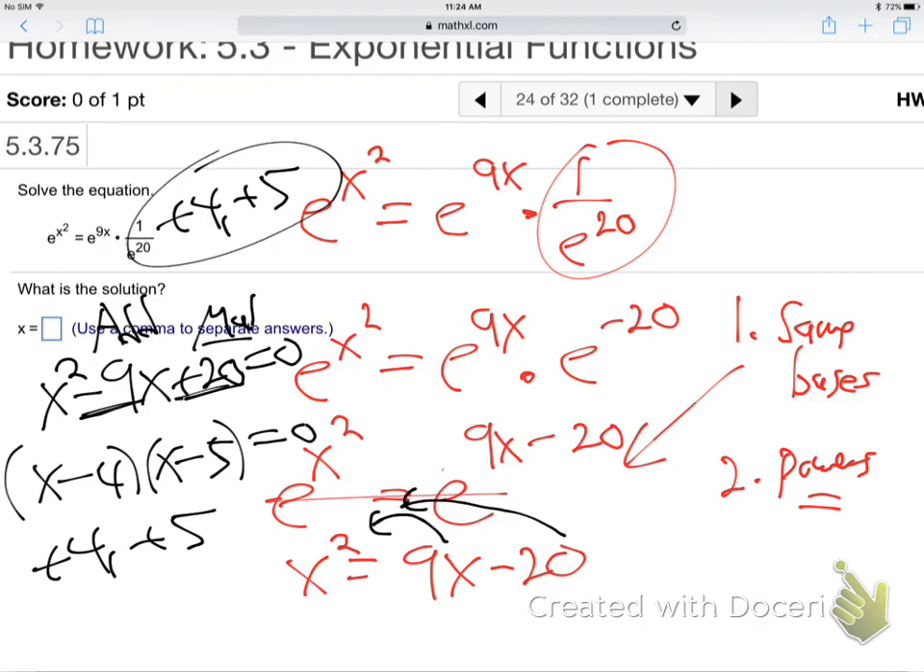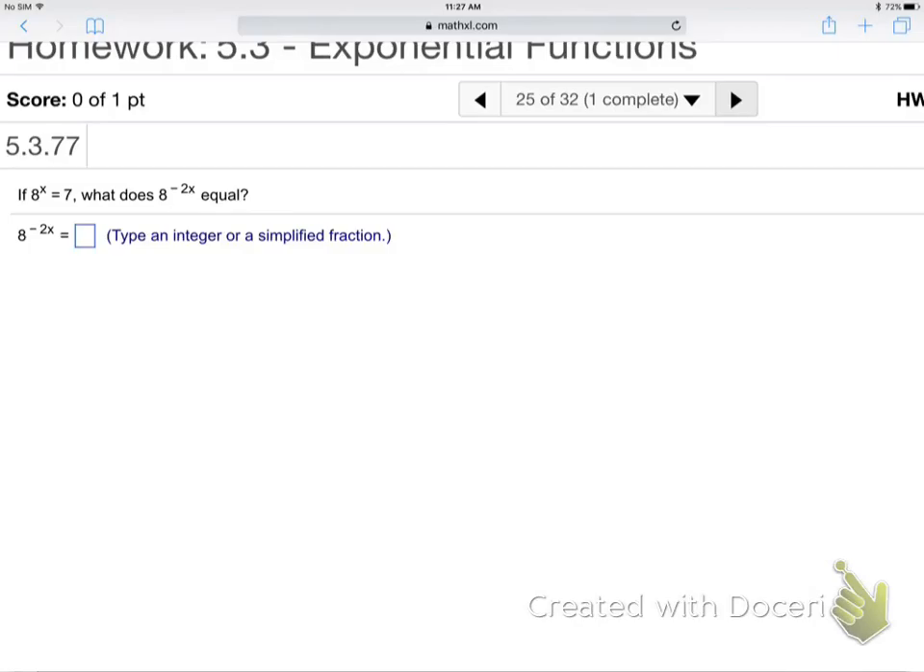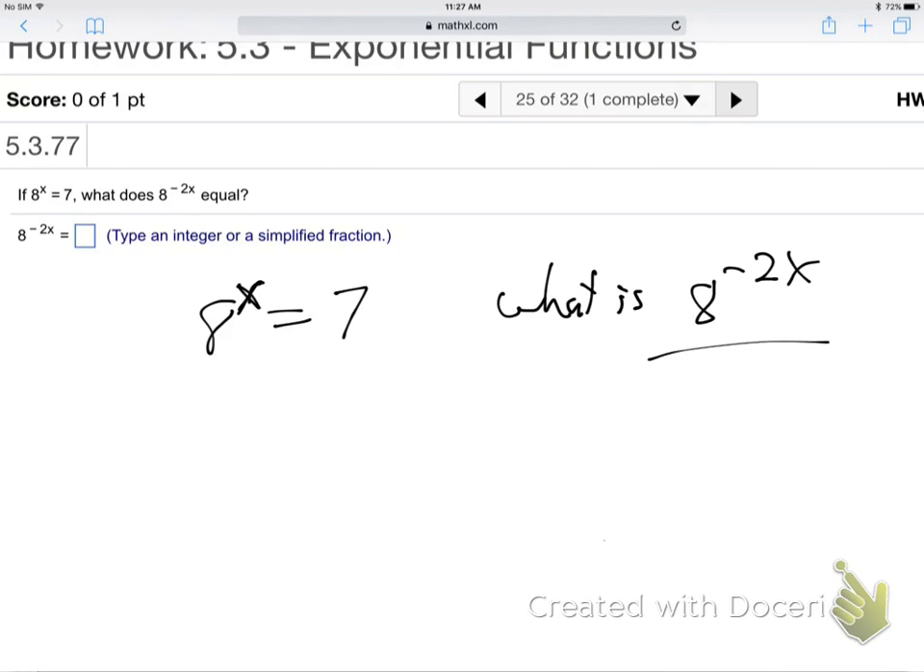All good? Yeah, it's kind of a weird question at first. They say, okay, 8 to the x is 7. And they're saying, hey, what is 8 to the minus 2x? That's kind of weird. I mean, normally they ask us for x, right? They say, solve for x. They're actually saying, no, I want to know what 8 to the minus 2x is.